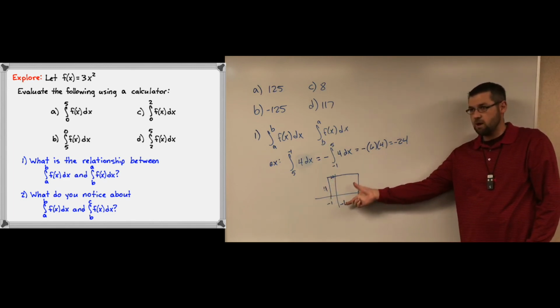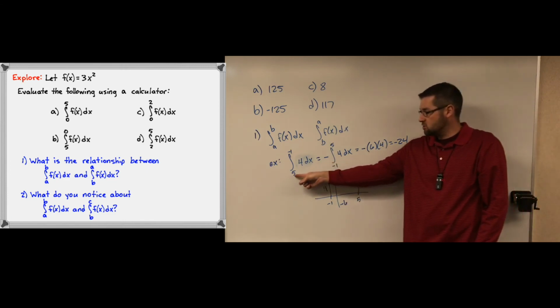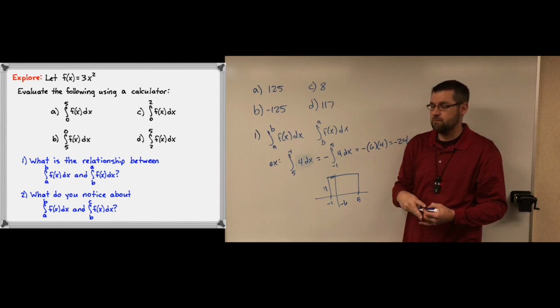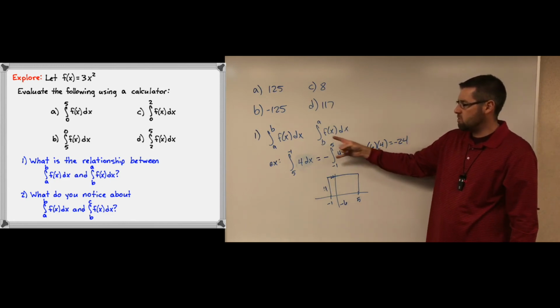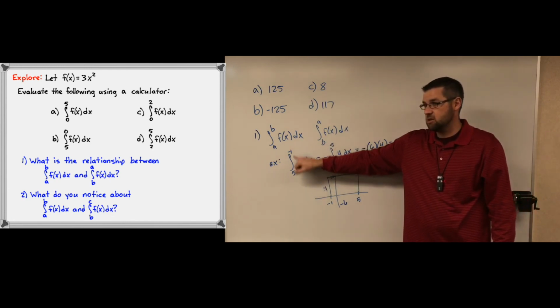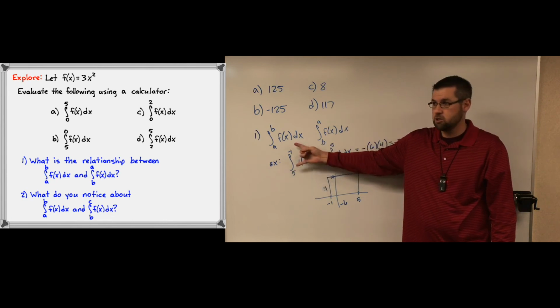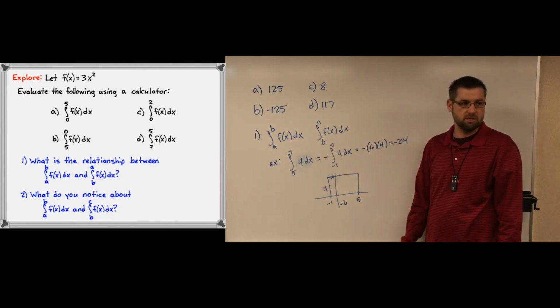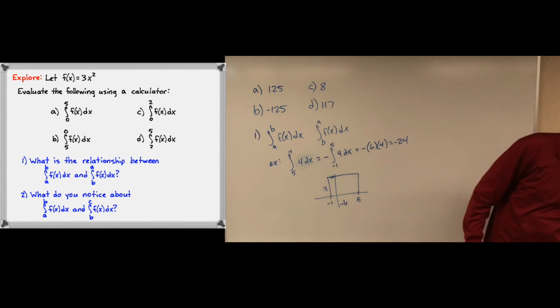So that's how you can view it graphically, that I start here and I go here, so which direction did I go, and associate that sign. But analytically, you should be thinking, this is in the wrong order, so I'm going to flip it, and I'm going to make a negative out front. Does that make sense? Okay. What about number 2?